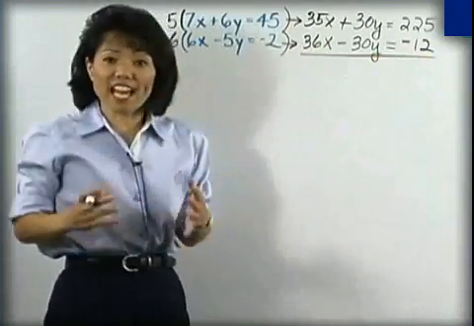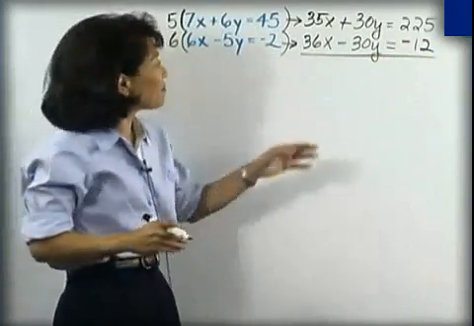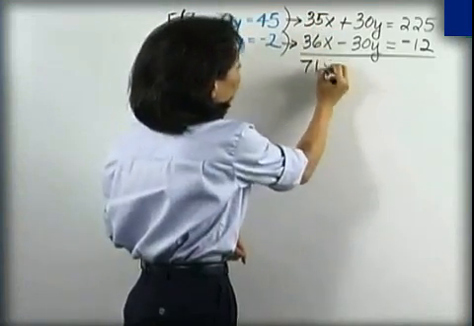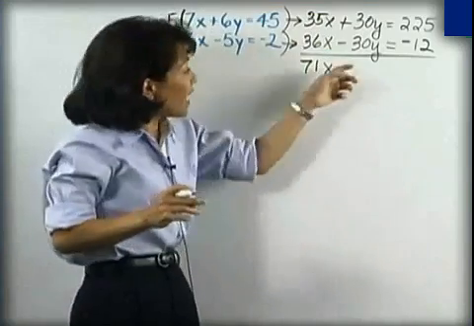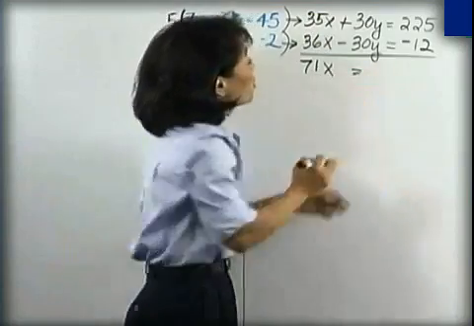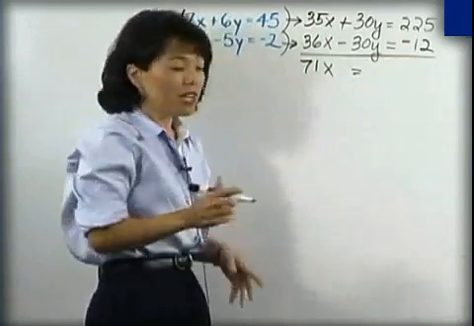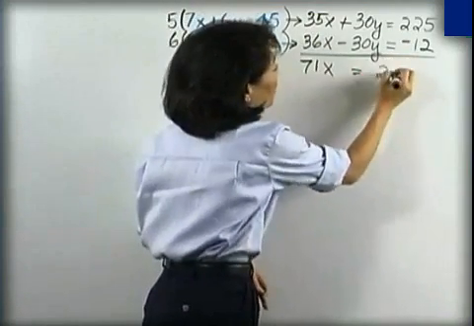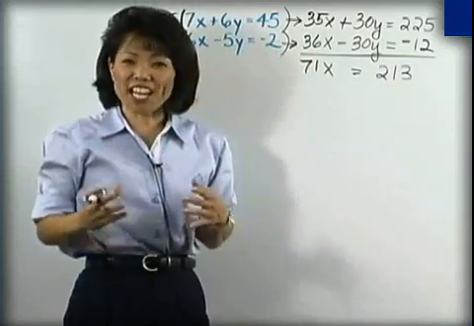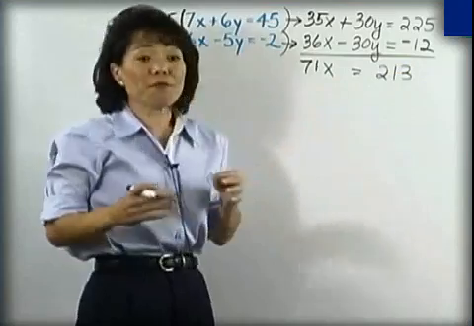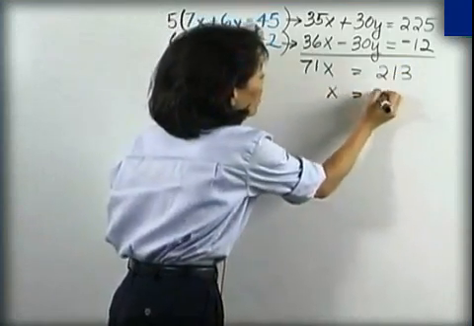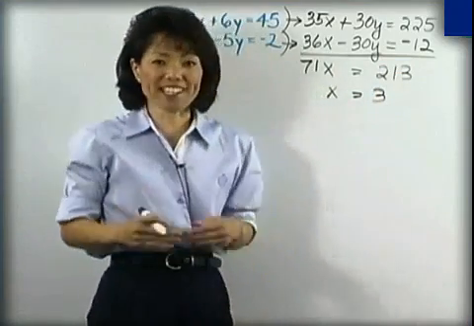Now I'm ready to add my two equations together. Adding these two together gives me 71x, 30y and negative 30y give me 0, and I get here 225 minus 12, or 213. Now to solve for x, all I have to do is divide both sides by 71. When I do, I get x is equal to 3.